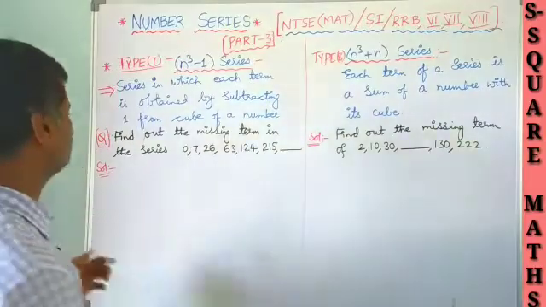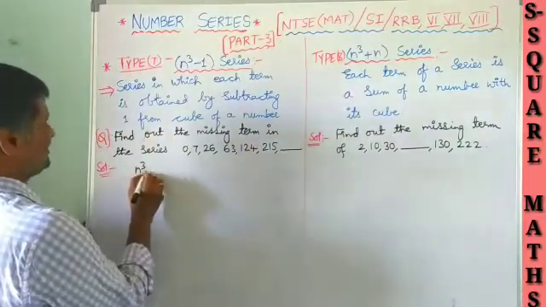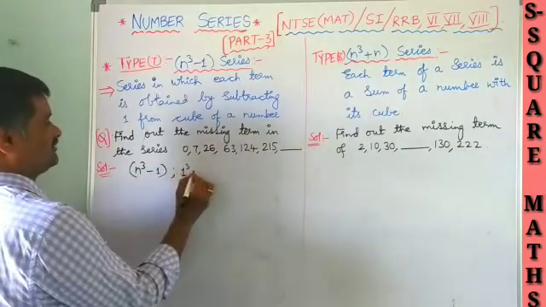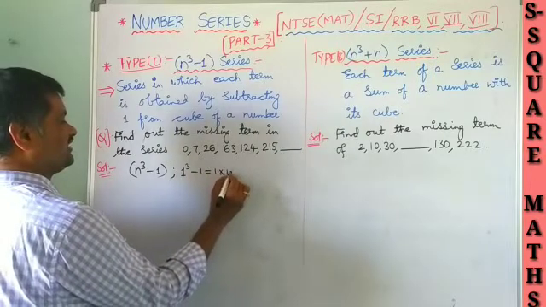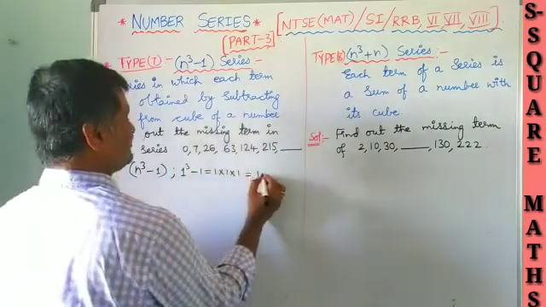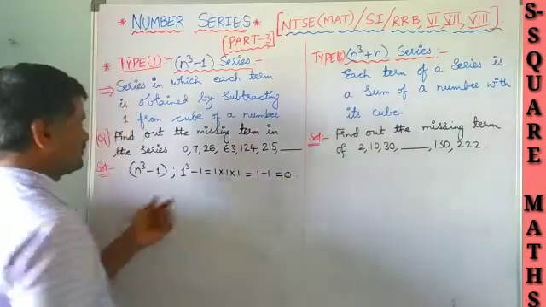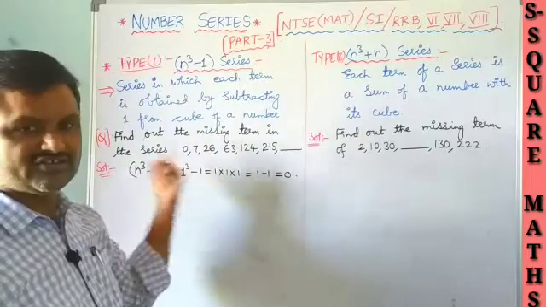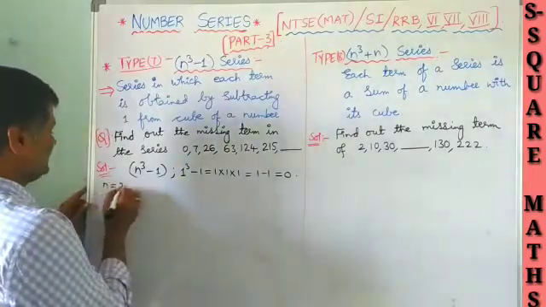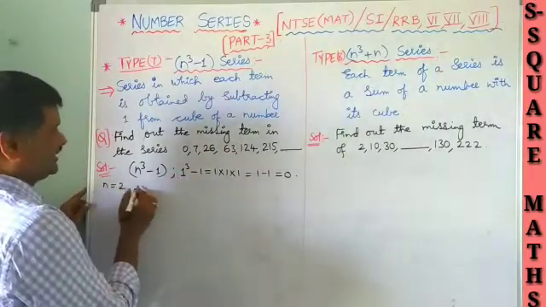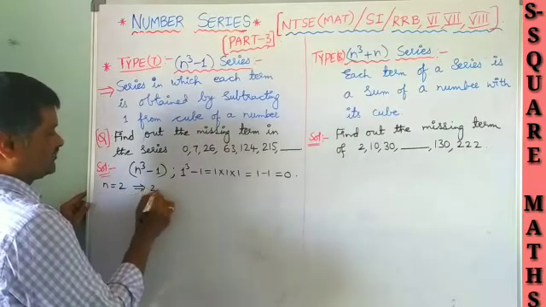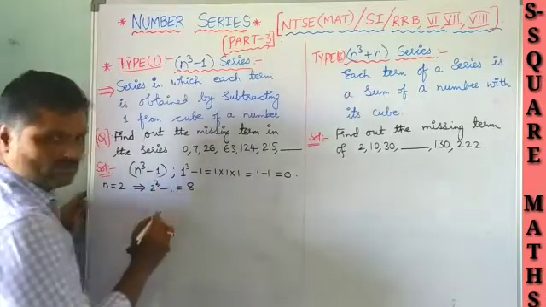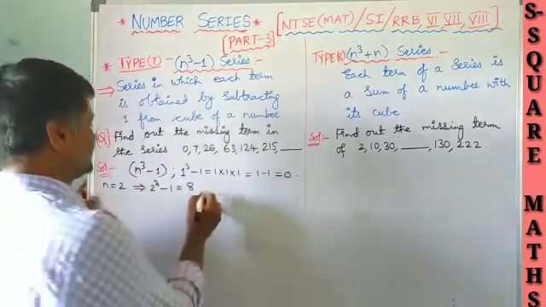So let us follow now. Our series is, first of all, write down n cube minus 1. So 1 cube minus 1: 1 into 1 into 1 is 1, minus 1 is 0. Here n is equal to 1, we got 0, the first term. Next, n is equal to 2 implies 2 cube minus 1. 2 cube, 2 into 2 into 2, is 8, minus 1 gives you 7.